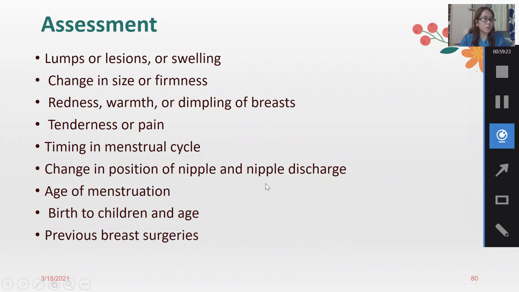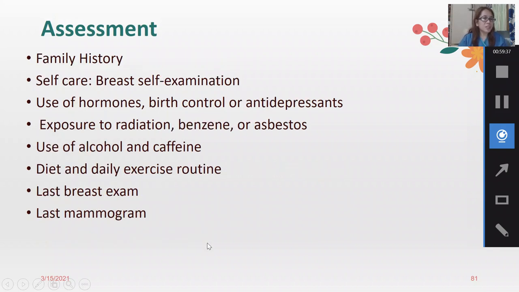The timing in menstrual cycle, change in position of nipple and nipple discharge, age of menstruation, birth to child and age, and previous breast surgery. So, when you do your assessment, you need to collect also the family history, because that is very important for you to know if the family has history of breast cancer. So that will serve as your baseline data, okay? And then, self-care. Nagbe-breast self-examination ba siya monthly?